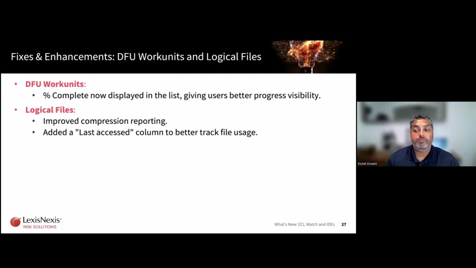Moving to logical files, we've improved how we report compression, making it easier for you to understand the efficiency of data storage. Additionally, we've added a last accessed column to the files list. This column is particularly useful as it helps you track file usage over time, providing insights into which files are being accessed frequently and which ones might be candidates for archiving if they haven't been used in a while. These enhancements are all about providing you with better tools and more information to manage your data more effectively and efficiently.